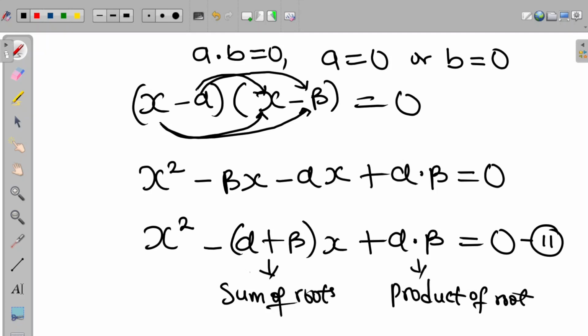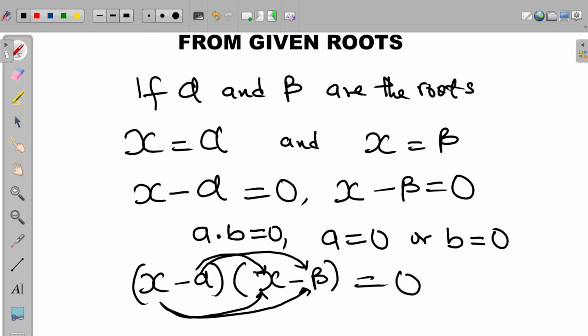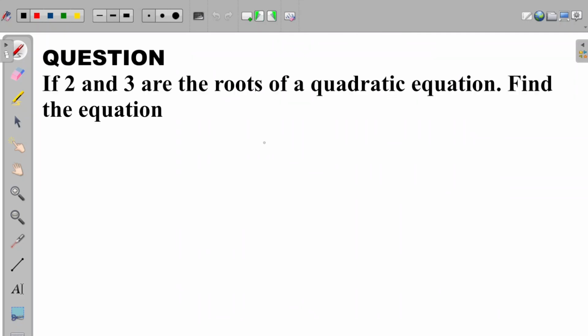Now at this point, let's solve some examples to strengthen our understanding of formation of a quadratic equation from given roots. We are given that 2 and 3 are the roots of a quadratic equation, and we are asked to find the equation.